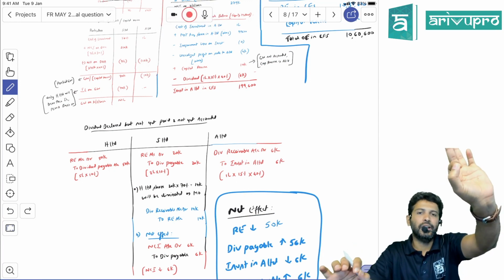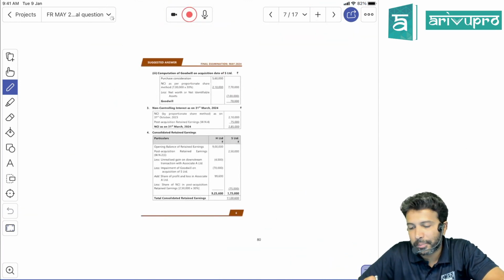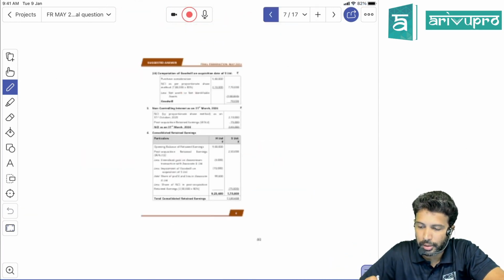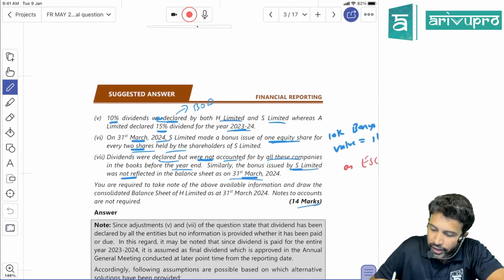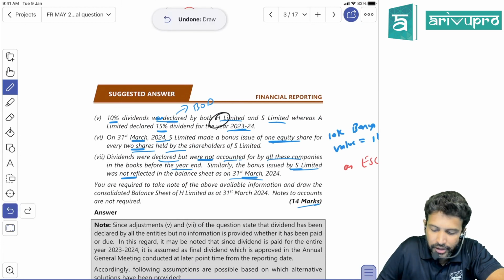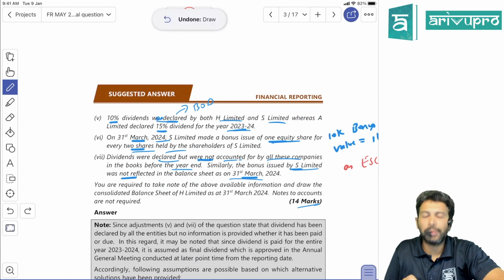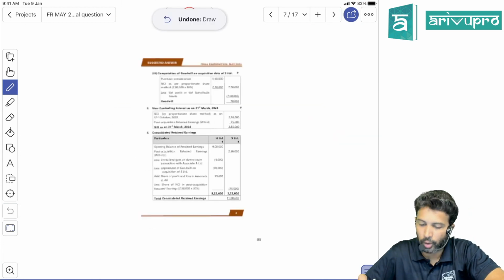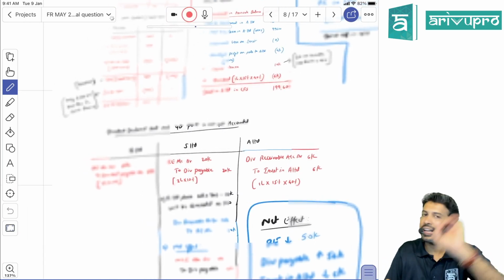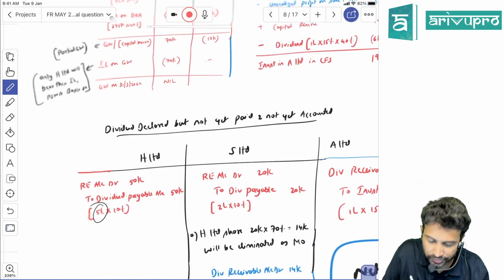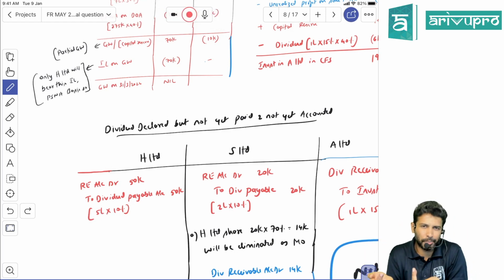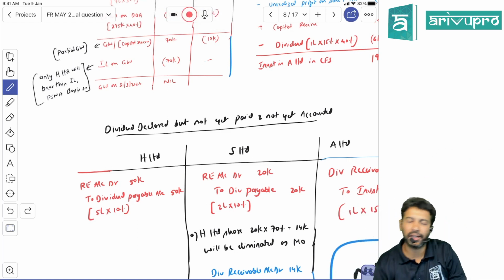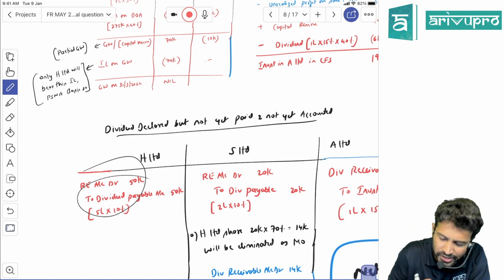Okay. So what is that? Now, all the three companies have declared the dividend. If you just check over here, maybe I'll show you the data once again for your reference. H and S Limited have declared a dividend of 10% and the associate company has declared a dividend of 15%. Okay. So let's see the impact of this. H Limited's share capital is 5 lakh. They have declared a dividend of 10%. So if you want to express the entry, we don't actually pass the entry directly. We reduce the dividend from other equity, but just for understanding purposes, I've expressed it as a journal entry.